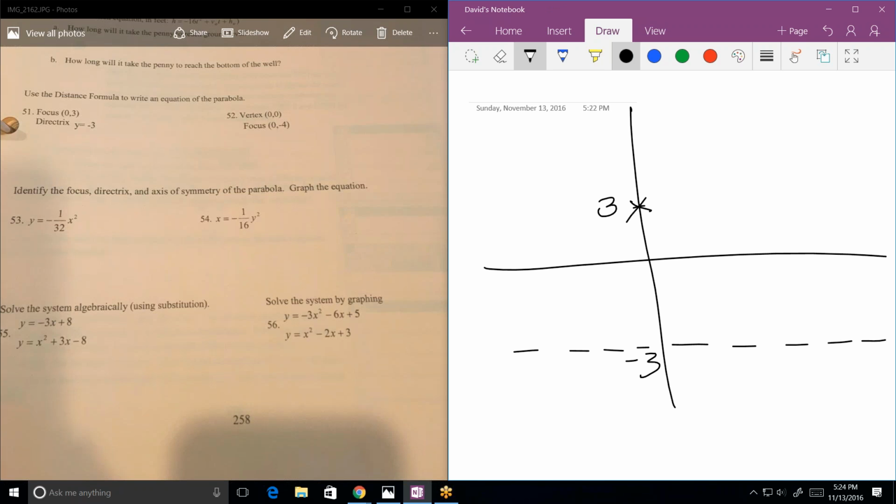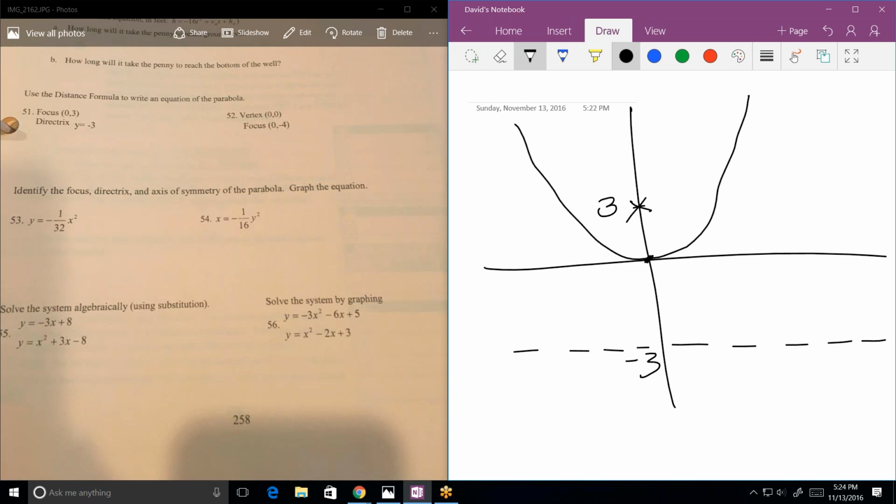Where's the vertex? Does it open up or does it open down? It'll open up. Where's the vertex? 0, 3. 0, 0. Oh, that's where the vertex is. The reason is that the vertex has to be the same distance from the focus as it is from the directrix. So the vertex is always going to be halfway in between those two points.